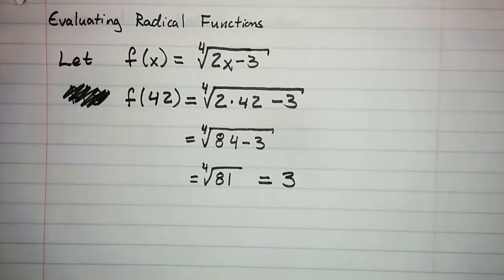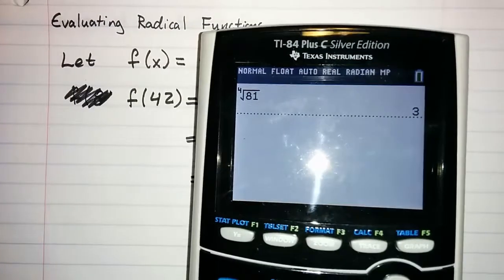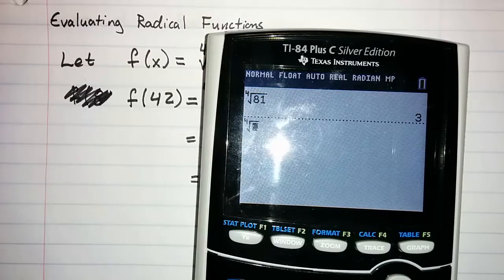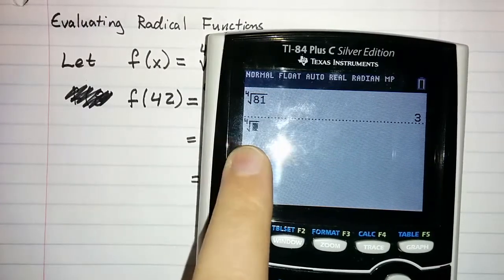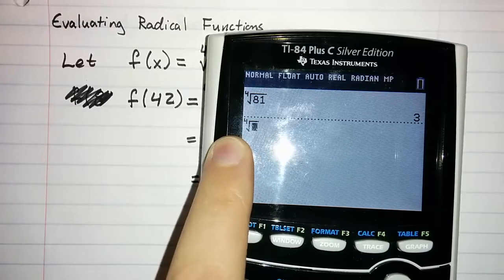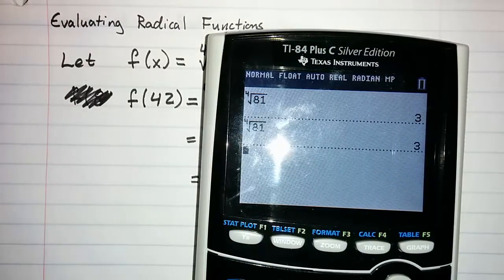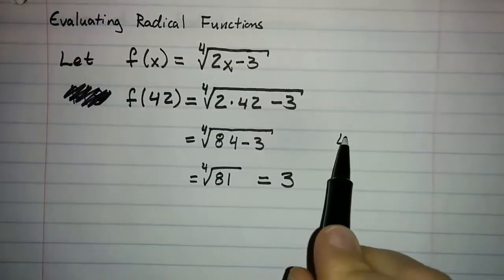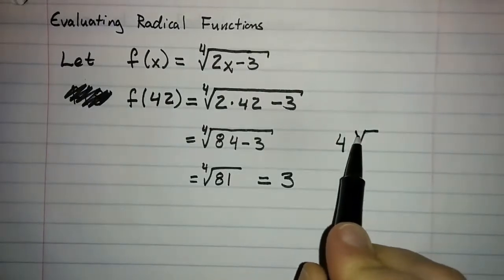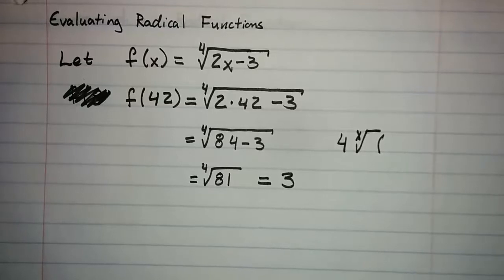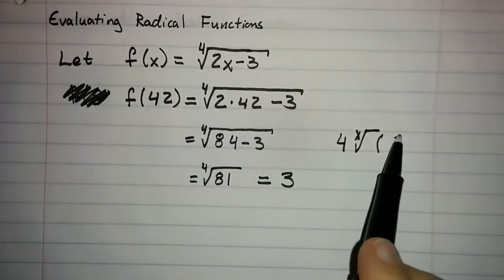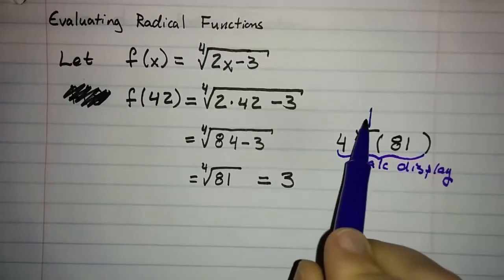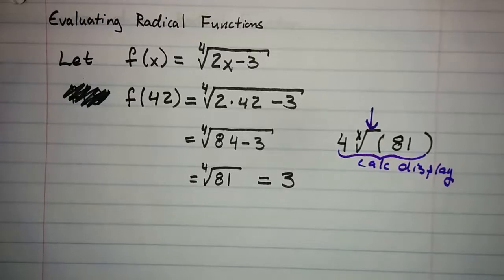Depending on your calculator, you may need to punch in the 4 before you go to the Math menu. If you punch in the 4 before you go to the Math menu, it will end up as the root. Depending on your calculator, you may see 4, a little x root symbol with an open parenthesis, and then you'll type in 81 and a close parenthesis.